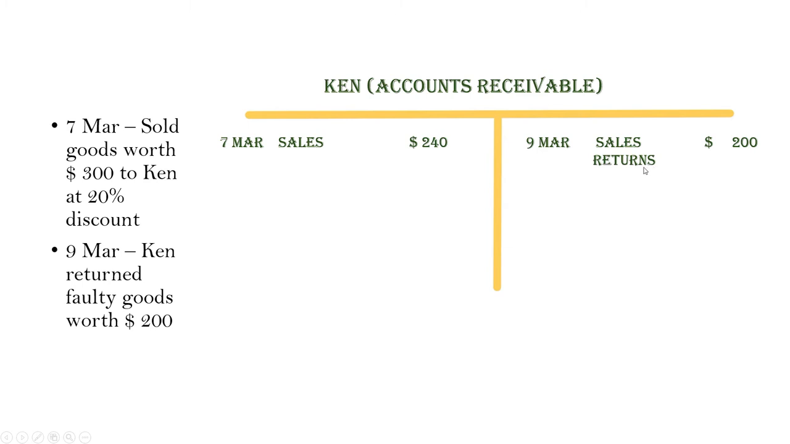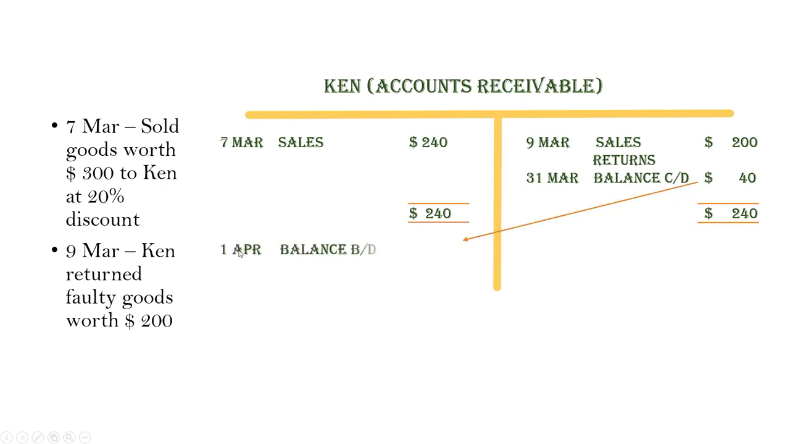Okay, we sold some things to him, and then this is what he's returning to us, sales returns. All right, and then what we want to do now is tally up. We know that this side is 240. That means this side has a balance of $40. Again, balance CD.